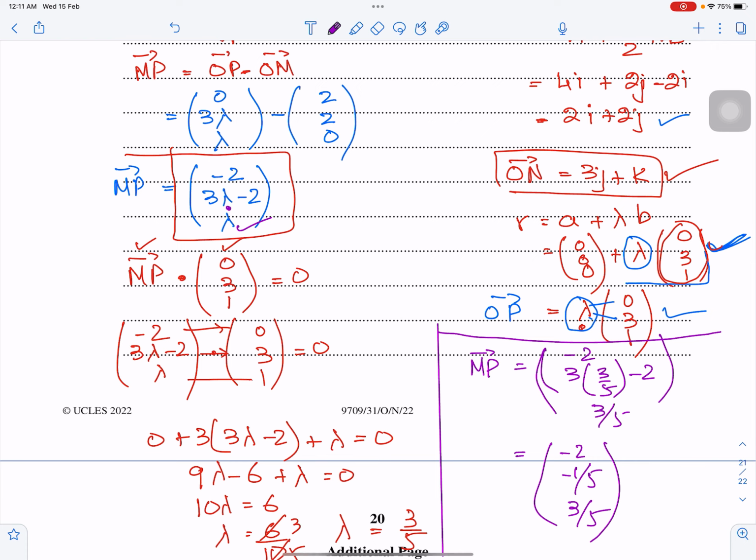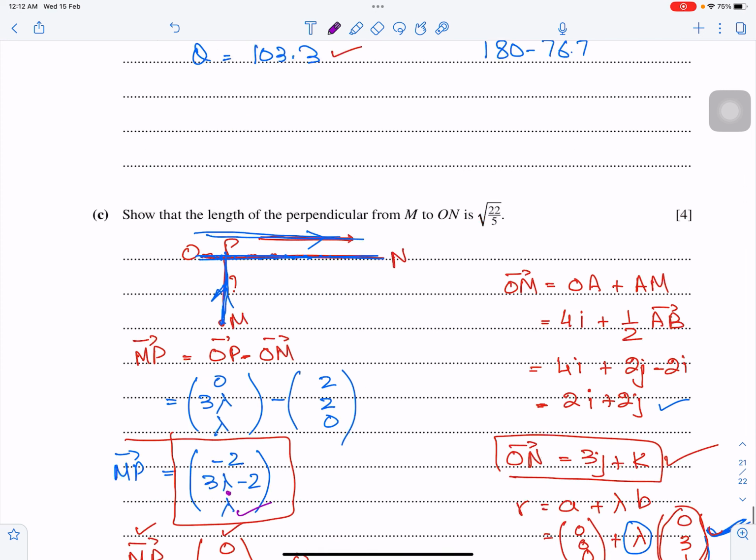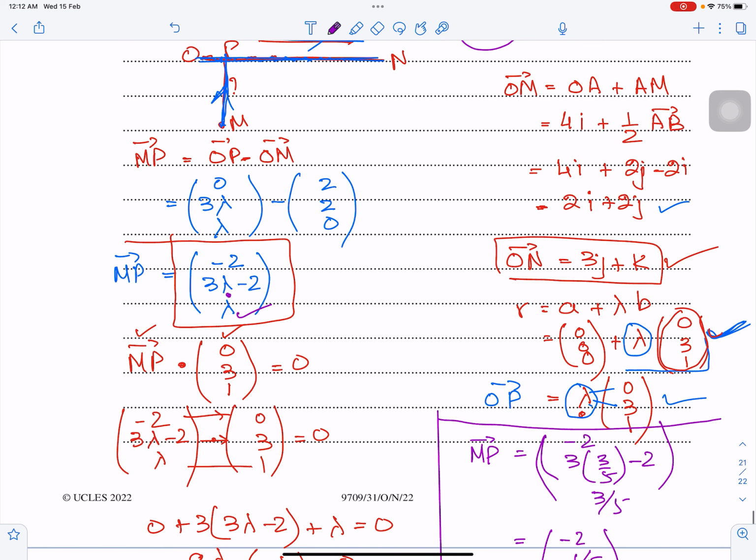Now I will take the modulus of this. So the modulus of MP, you can use a calculator straight away, will become 4 plus 1 upon 25 plus 9 upon 25, which equals, calculate it, root 22 upon 5. So you have proven that the length is root 22 upon 5. So this is how you will solve this question. I hope you understood this.